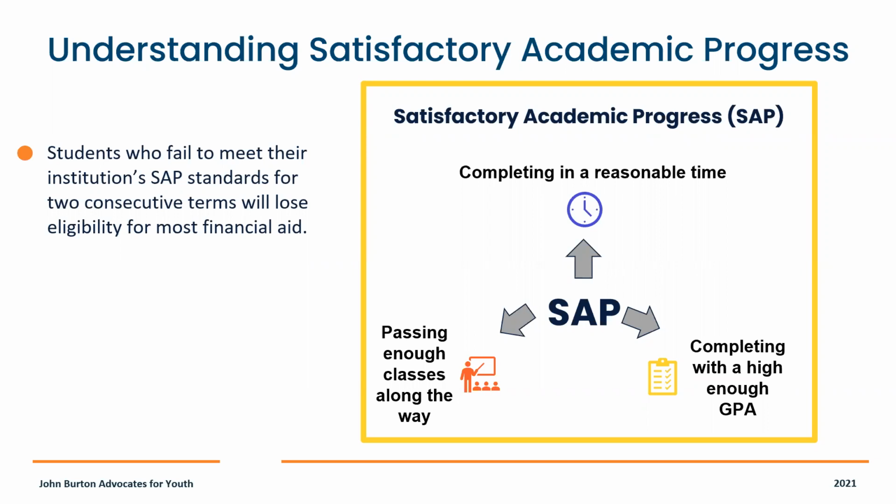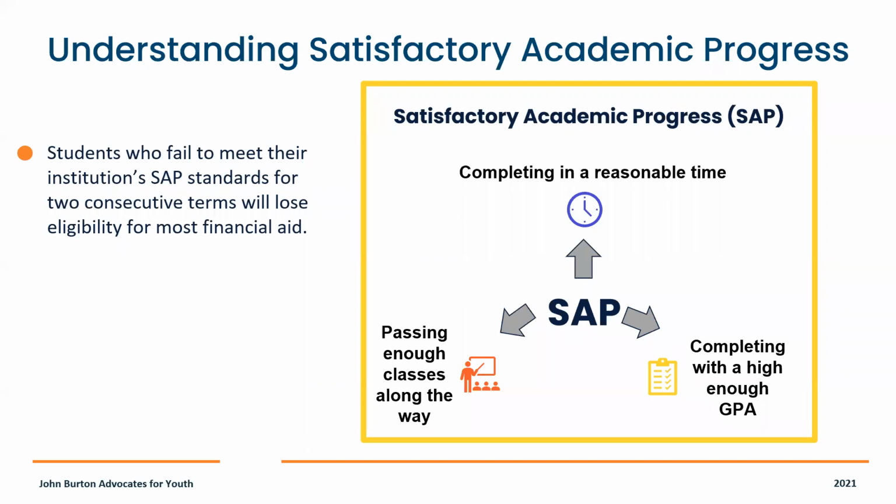Typically, this means that students must maintain a cumulative 2.0 GPA. They must pass at least 67% of their classes, and they also must work towards completing their program in a reasonable time frame. If the student does not make SAP for 2 consecutive academic terms, they become disqualified from receiving financial aid unless they are able to successfully file an appeal with their financial aid office to have it reinstated. And this is really important because research conducted by JBay found that nearly 1 in 3 foster youth do not make SAP within their first 2 terms in a post-secondary program at the community college level. And this puts their financial aid in jeopardy.